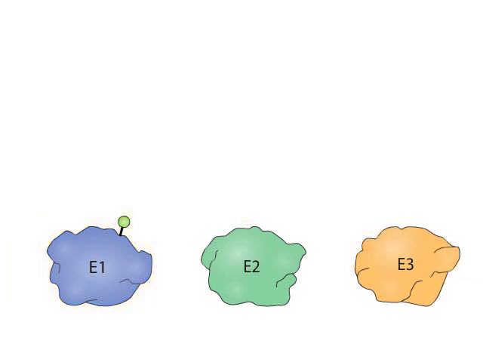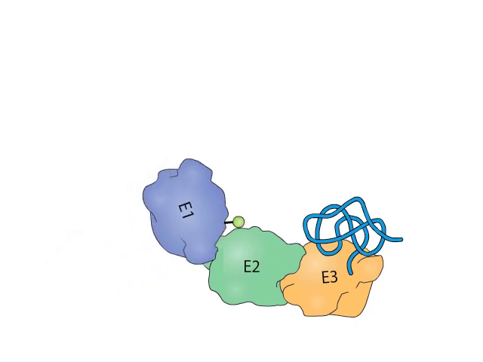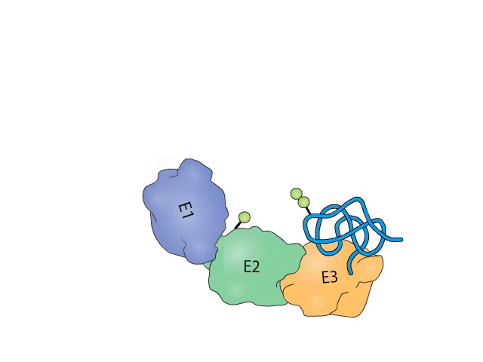A particular E3 recognizes and binds to a particular target protein as well as an E2 enzyme. Ubiquitin is transferred from E1 to E2, and from there onto the target protein held by E3. This process occurs multiple times to produce a chain of ubiquitin on the target protein.